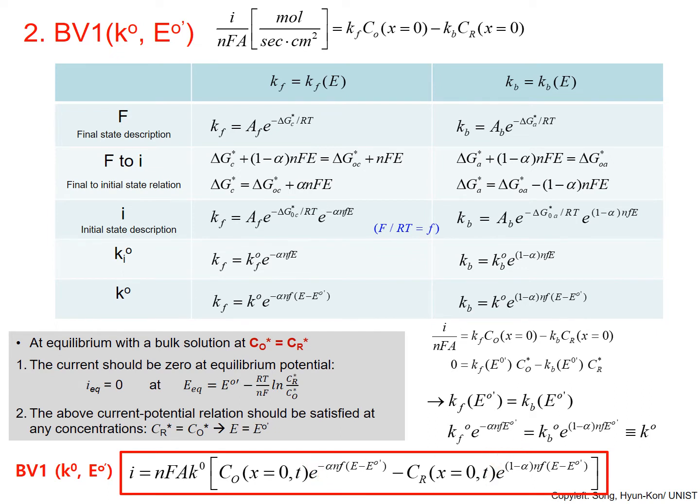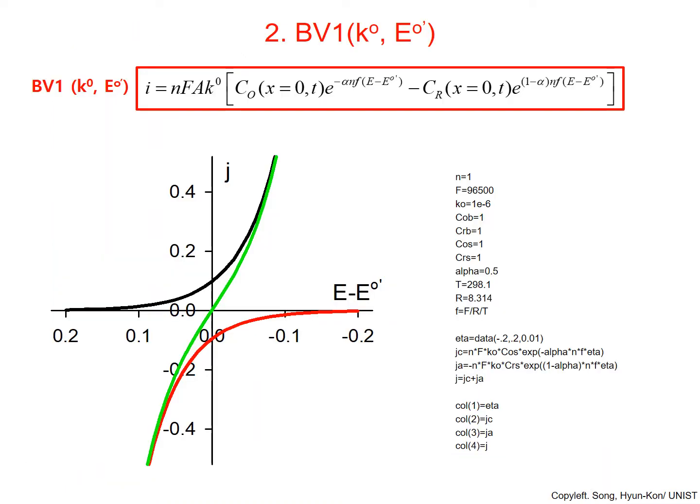So let me try to understand the Butler-Volmer equation. I have drawn some curves about the Butler-Volmer equation. The overall current can be described by the current for the forward reaction minus current for the backward reaction. I mean, the overall current is the summation of the cathodic current and anodic current.